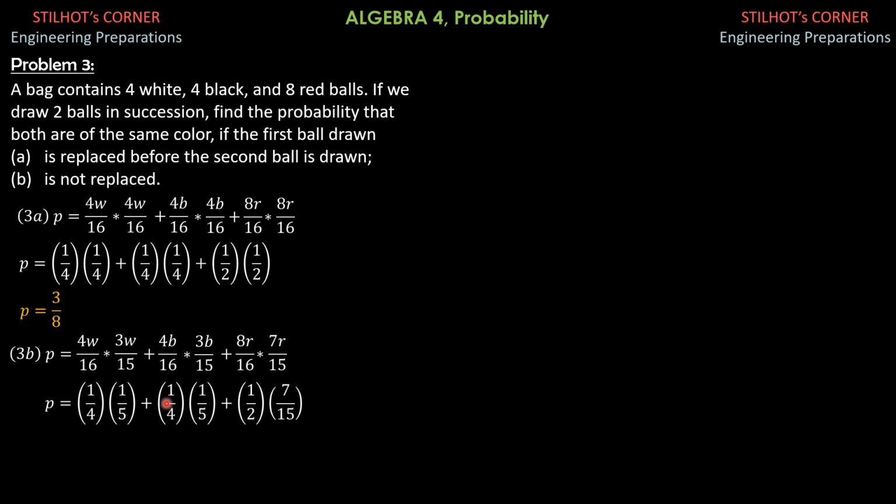So using your calculator, this is 1 over 20 plus 1 over 20. So that's 1 over 10 plus 7 over 30, and that is equal to 1/3.